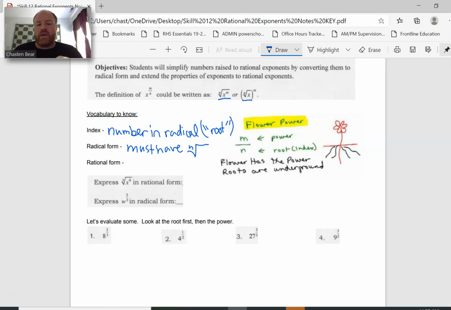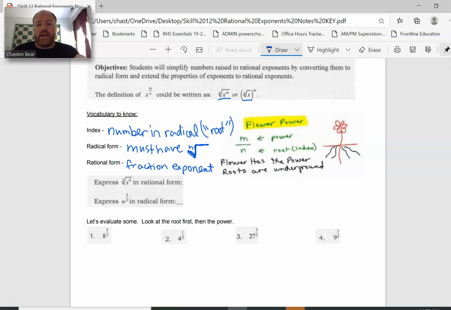I don't want to just say the square root symbol because not all radicals are square roots. So you know something's in radical form if it has this little square root looking symbol, except it's not really a square root, it's just generally called a radical. Rational form means it has a fraction exponent. And you may be wondering, why is there a random picture of a flower in these notes? I'll explain that in just a moment.